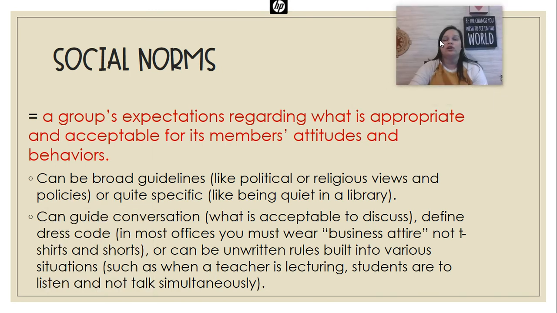Social norms are the group's expectations regarding what is appropriate, being the key word, and acceptable for its members' attitudes and behaviors. These could be broad guidelines like political or religious views, policies, or they could be really specific, things like being quiet in a library. They can guide conversation about what's acceptable to discuss. They can explain dress code.